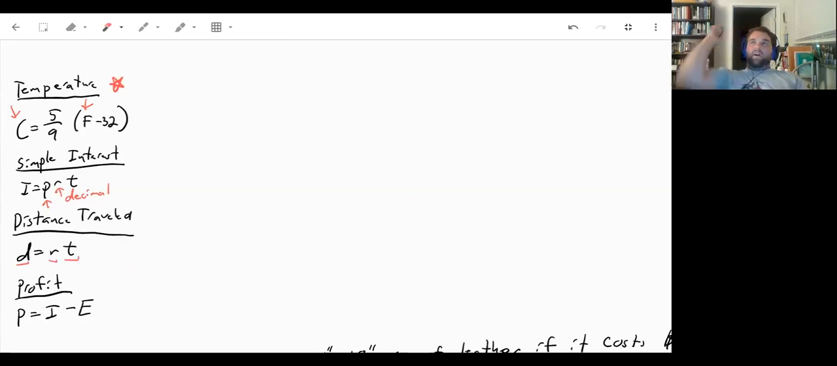Finally, profit. If you are running a business, you just have expenses up front, whether it's rent for the property that you're on. If you are a restaurant, you have to pay for food in advance before you actually sell anything. So our equation for profit just says that profit is equal to your income, which is your I, minus your expenses, which is your E. So if I make $1,000 but had to pay $100 between rent and my employees, I'll have walked away with $900 of profit.